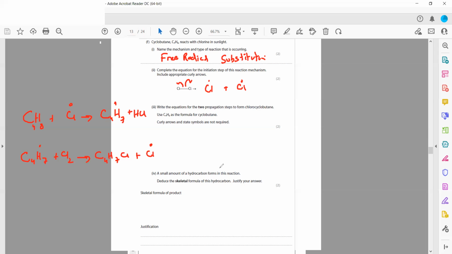A small amount of a hydrocarbon is formed in this reaction. Deduce a skeletal formula and justify. So what will be the hydrocarbon which is formed? Basically, this is a free radical C4H7 combined with another C4H7. As a result, it will produce a compound with two rings. The cyclobutyl radicals will join together.